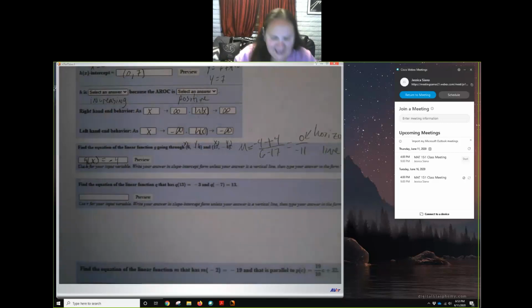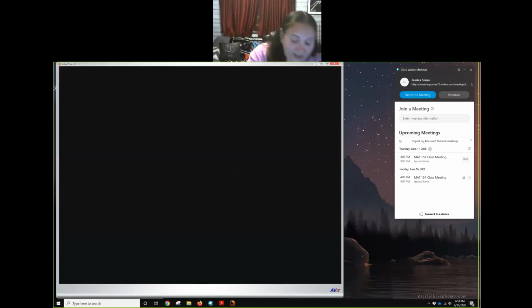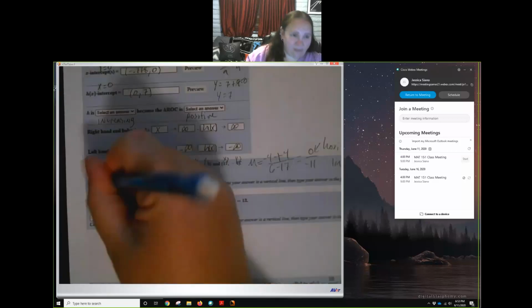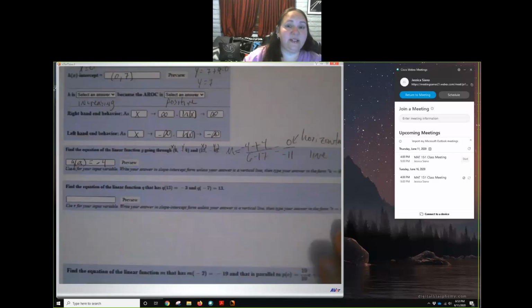Or does that say use a? G of a equals, this thing is dumb. It's a piece of paper and I'm mad at it. Dumb paper.